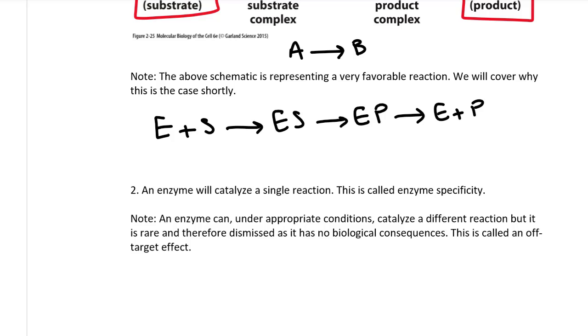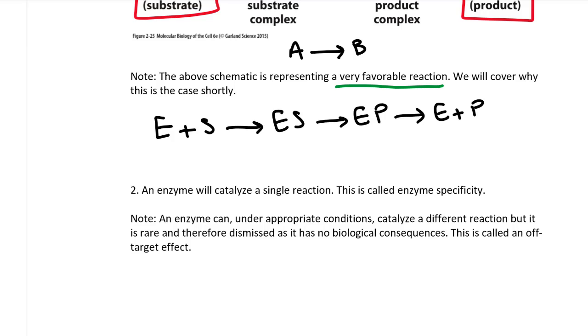So the above picture is representing a very favorable reaction, and we'll go over what that means later. An enzyme will catalyze a single reaction. This is called enzyme specificity, meaning that an enzyme will only catalyze a specific reaction. It will not catalyze other reactions.